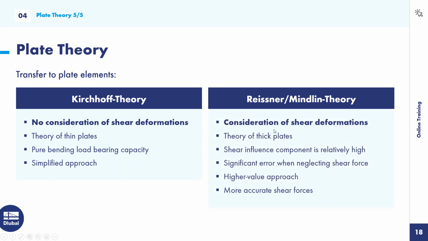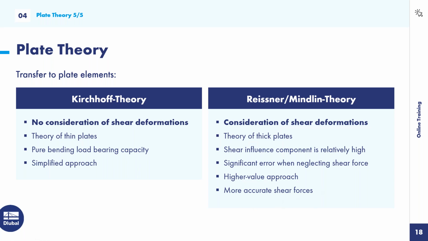And then for the Reissner-Mindlin theory, again, shear deformations are taken into consideration. So this theory gives great results for thick and thin plates. The shear influence component is relatively high, and there's significant error when neglecting shear forces. So if we have a very thick plate and we neglect the shear deformations, as in the Kirchhoff theory, then we're going to have some error compared to realistic results. This is going to give you more realistic results, and like I said, more accurate shear forces.